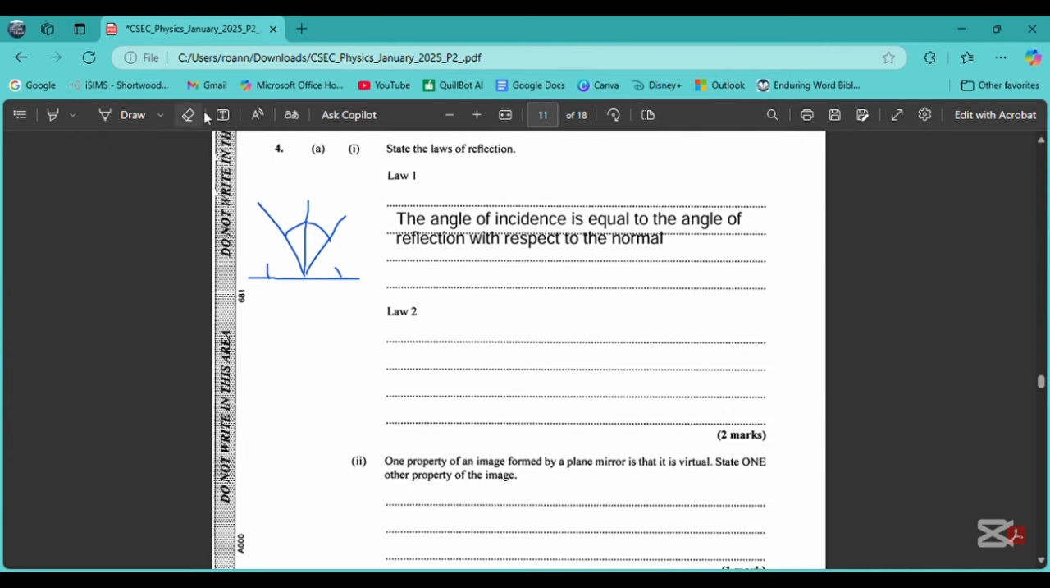And law 2 states that the incident ray, the reflected ray, and the normal all lie in the same plane.